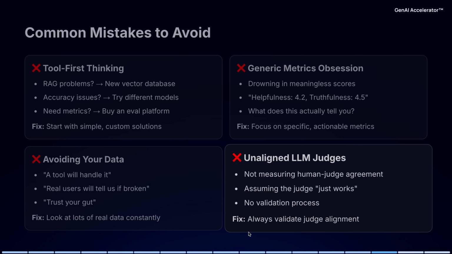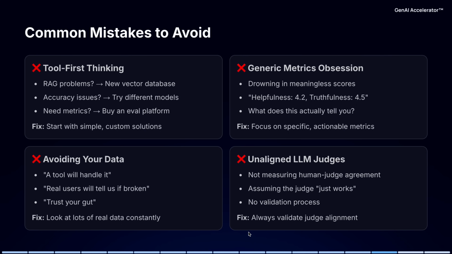And then mistake number 4 is unaligned LLM judges. So by now, I think we have already covered this point, right? So you cannot just assume the judge works. You need a validation process because you want to be able to understand what you're judging against, right? And what you're optimizing for. So fix, always validate judge alignment first by bringing a human in the loop.